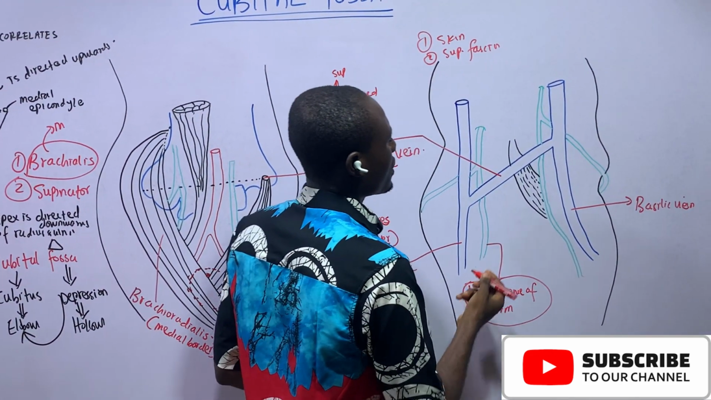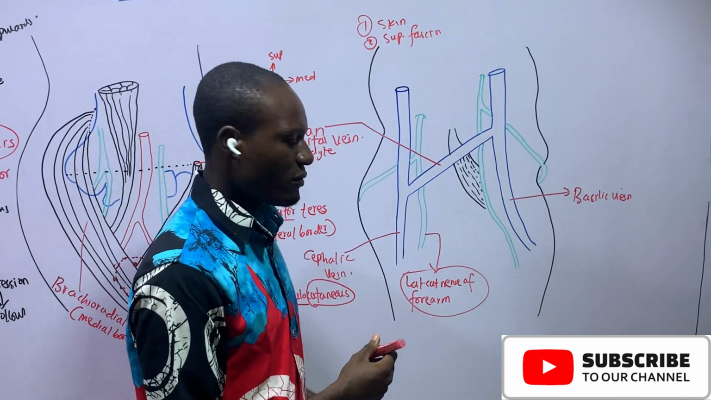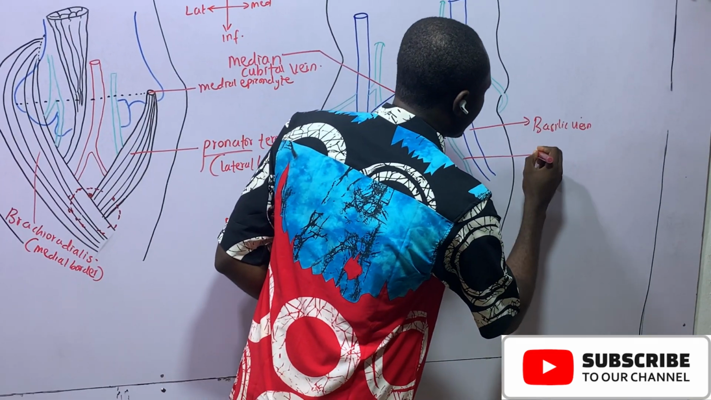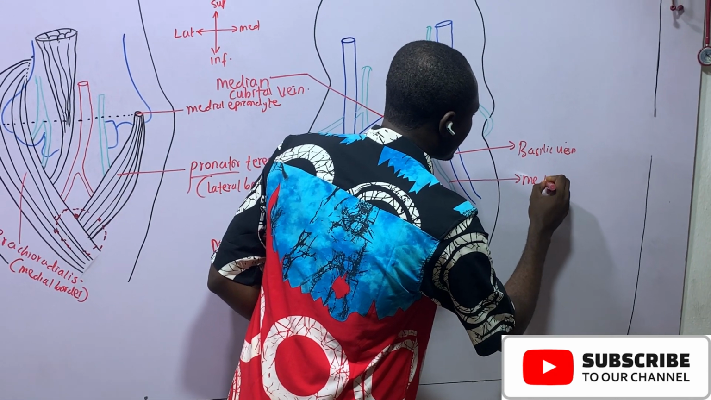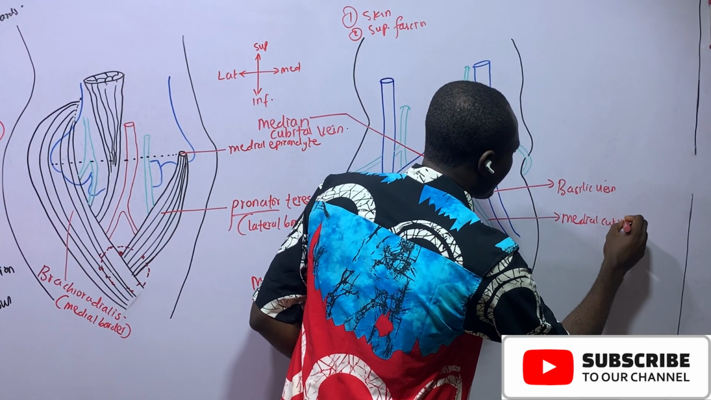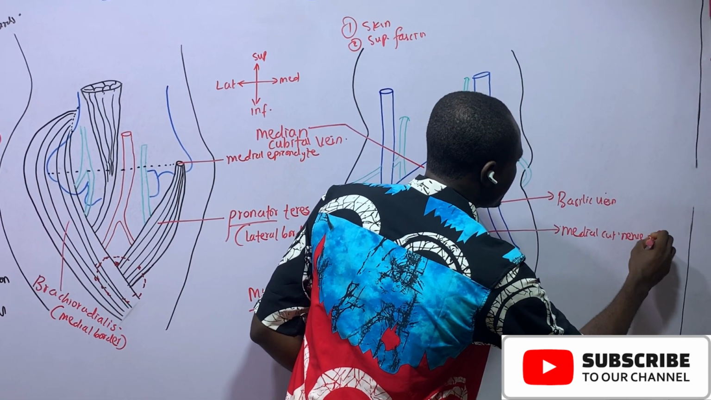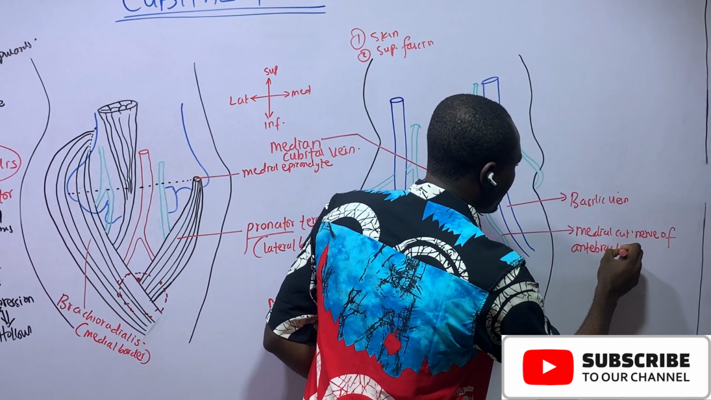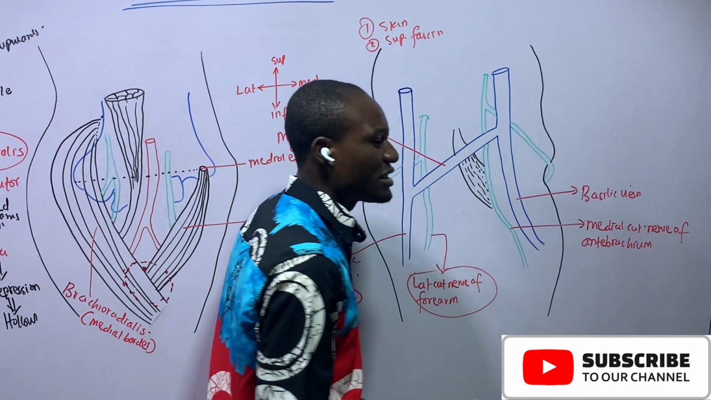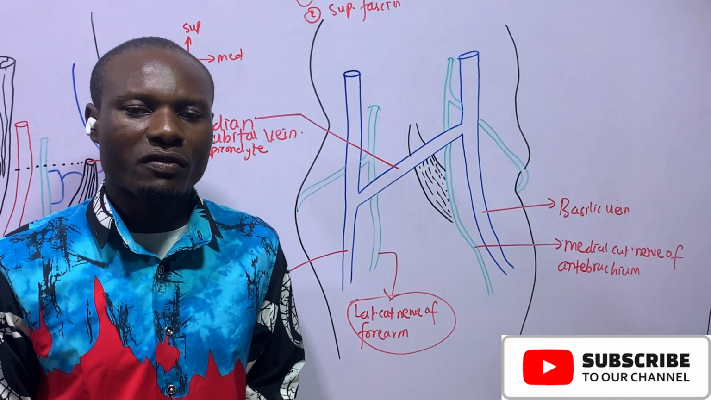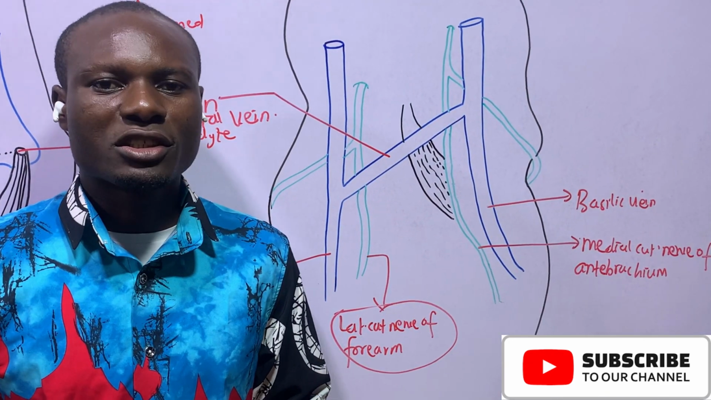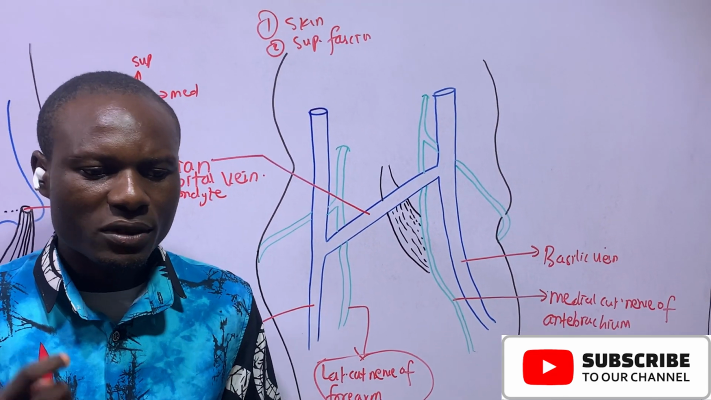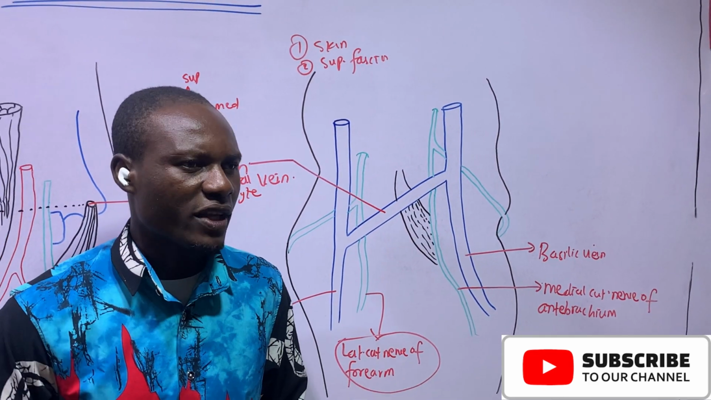Then we also have this second nerve. We have the lateral cutaneous nerve of the forearm, and this one is called the medial cutaneous nerve of the forearm, or the medial antebrachial cutaneous nerve. This nerve supplies the skin over the medial aspect of the forearm, and it is one of the branches coming from the medial cord of the brachial plexus. So it took a very long journey down here, a very faithful nerve at that.